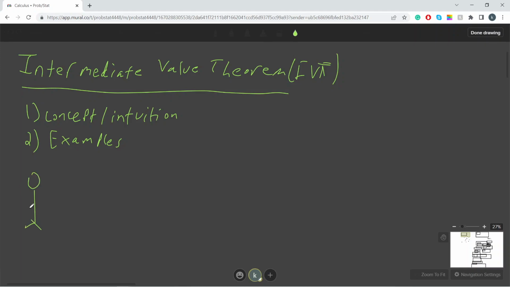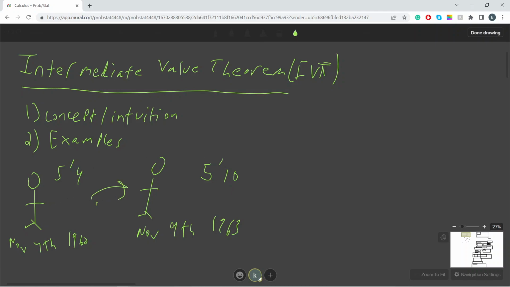Let's say it was November 4th, 1960, and you were 5'4". And then it becomes November 9th, 1963, and you were 5'10". So what happened? Well, intuitively, from November 4th, 1960 to November 9th, 1963, you went from 5'4" to 5'10". So you essentially grew, right? How much did you grow? Well, you grew by 6 inches.